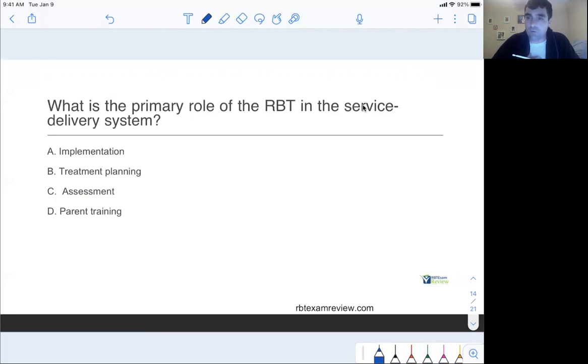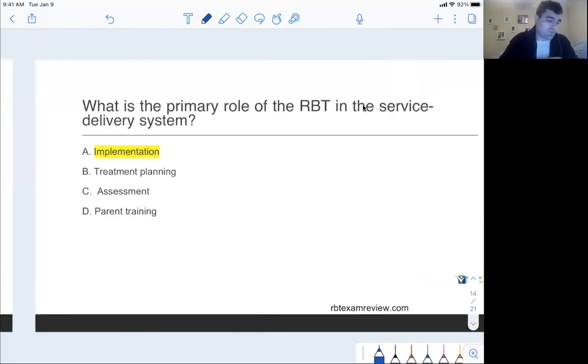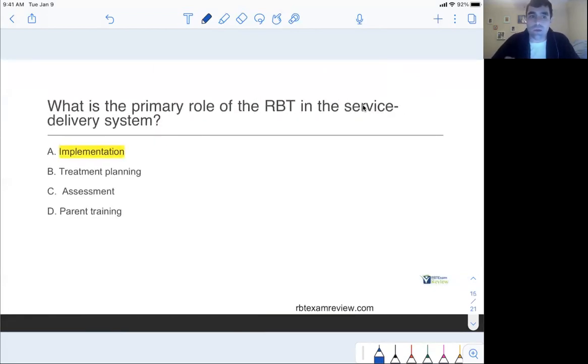That is my primary role as a BCBA. Your primary role as an RBT is implementation. You implement our treatment plans. You implement what we assess. That is your primary role, all right? You assist in creating all these treatment plans and these assessments and parent trainings, and then you implement, with guidance from your supervisor.